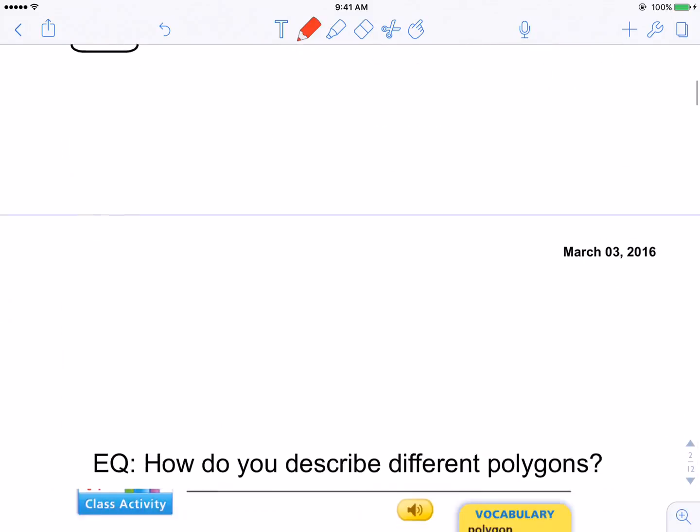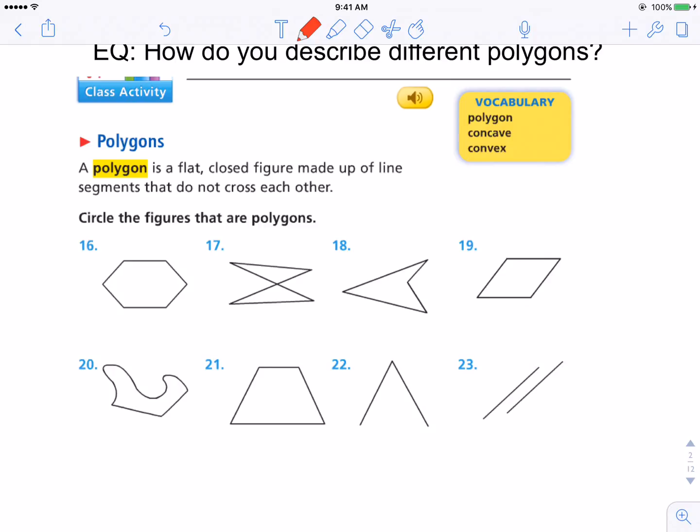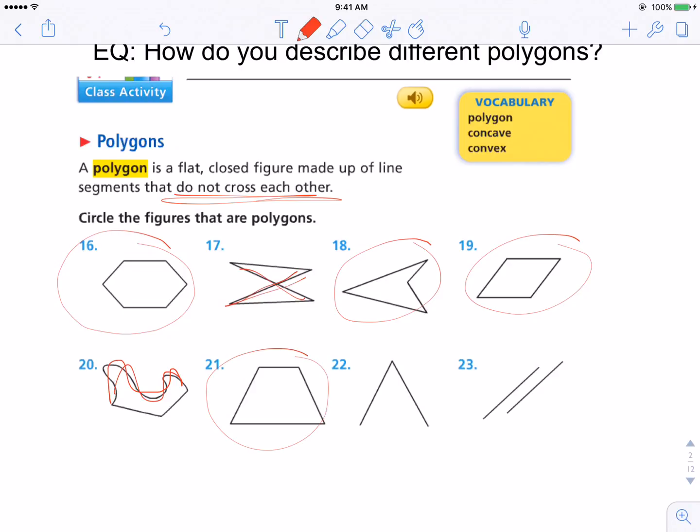Something else about polygons is that they need to be made of line segments that do not cross each other. So for example, down here, the examples of polygons would be this one, not this because of the crossing right here, this shape, not this shape because of this wavy line right there, this shape here, not this next shape because this is just an angle. It needs to be closed off. And these are just parallel lines, so they are not polygons.